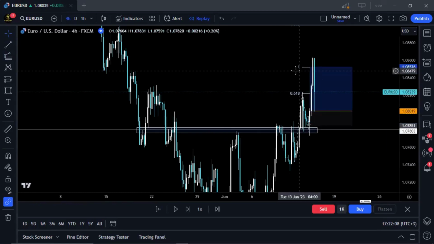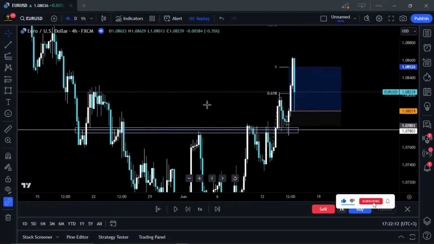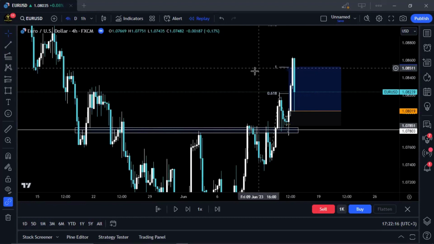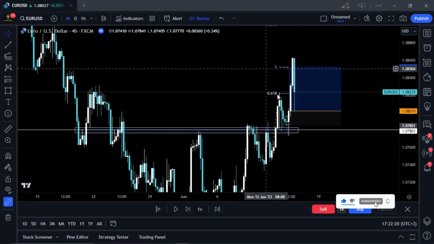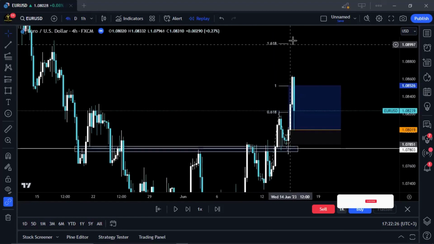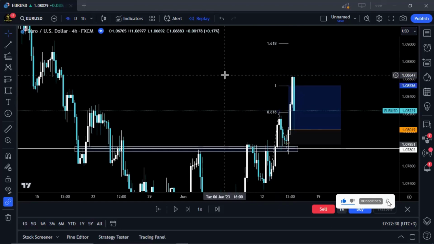I always exit at 1. For those that actually know how I trade, they know I exit at 1, because once prices reach 1, they look for, prices always retrace all the way back to 0.618 before extending all the way to 1.618. So I always advise people to exit their trades at 1.